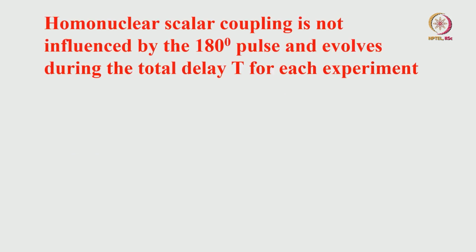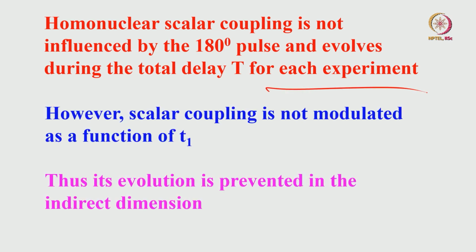Homonuclear scalar couplings are not influenced by 180 pulses and evolve during the total delay, but then the coupling is not modulated as a function of T1. So evolution of J coupling in the indirect dimension is completely prevented. This is called a constant time experiment.